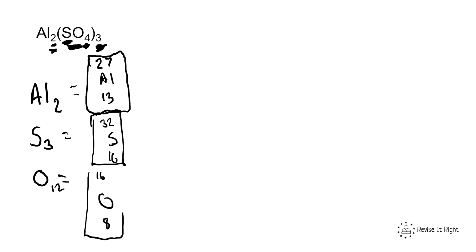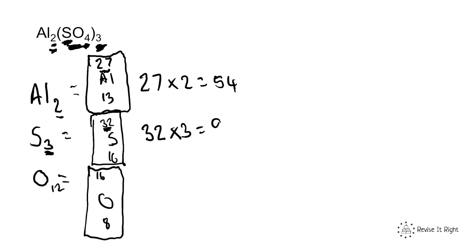Okay, now remember, we need to find the largest number. The larger of the numbers is the mass number. So aluminium has a mass of 27. However, there are 2 of these, as we can see here. So 27 times 2, which gives us 54. Okay, sulfur has a mass of 32, but there are 3 of these, as you can see here. So it's 32 times 3, which gives us 96.